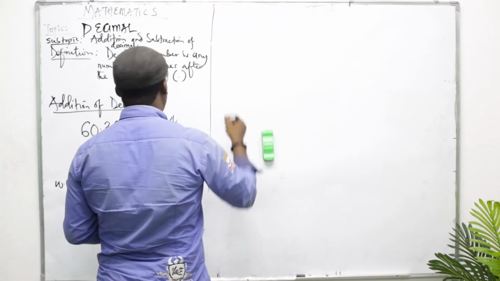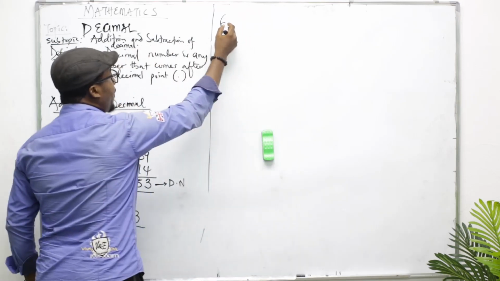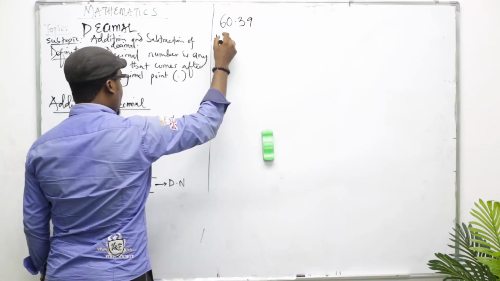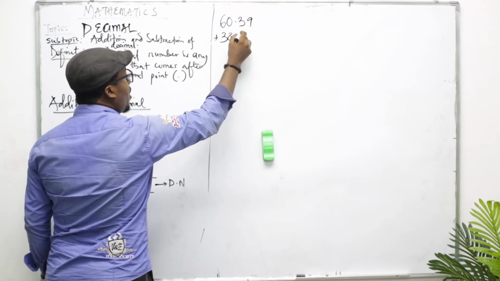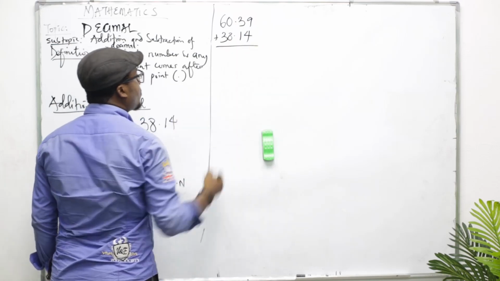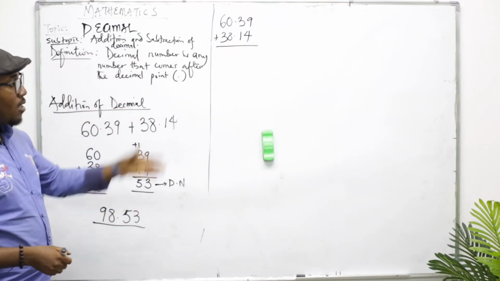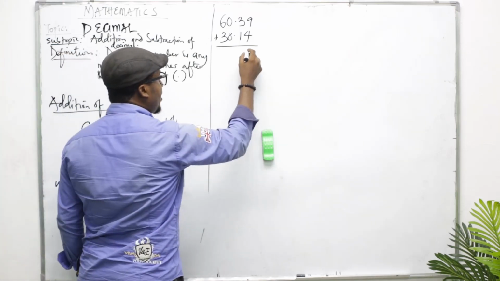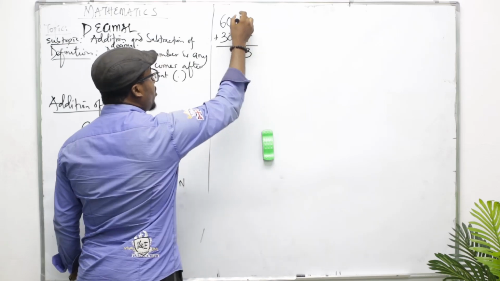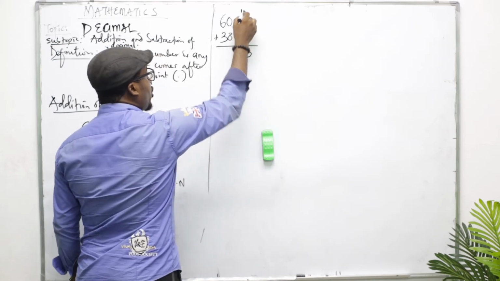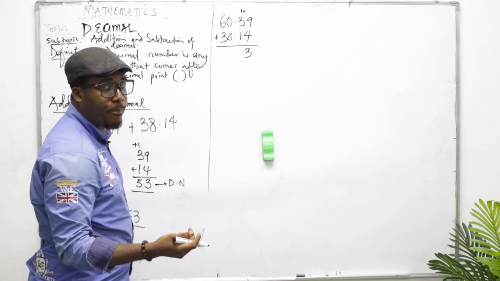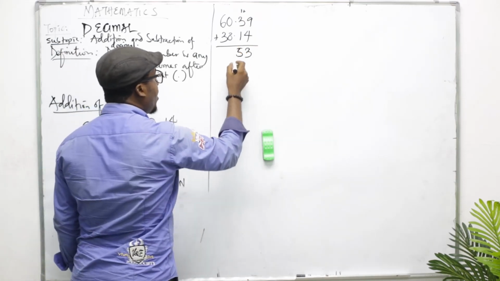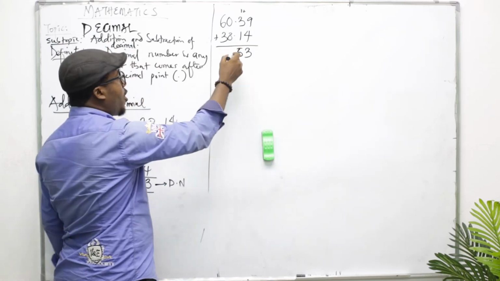Now, the next step is to use the 60.39 adding with the 38.14. You straight away add everything up. 9 plus 4 we have established is 13. So you write down the 3. You carry the 1. You plus with the 3. 1 plus 3 will give you 4. 4 plus 1 will give you 5. So you have the 5 here. Now because you have the points, you put back your decimal points.